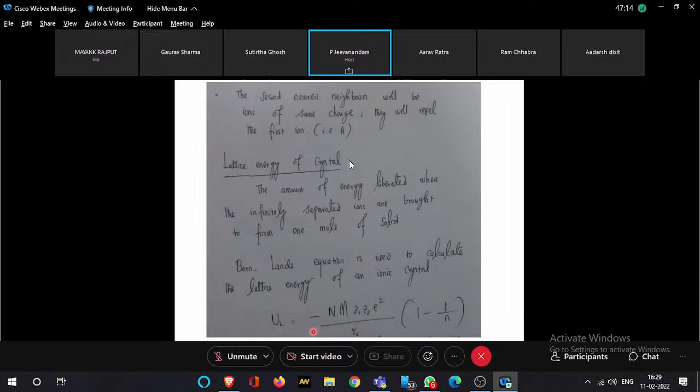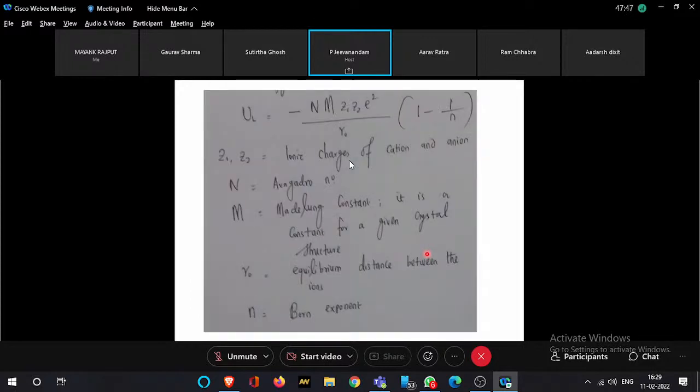U_L is the lattice energy, which depends on the number of molecules, and capital M is called the Madelung constant. Z1 and Z2 are the charges of the ions, e is the electronic charge, and R0 is the equilibrium distance between the cation and the anion in your ionic crystal. Then you have a factor called n, the Born exponent. Probably you have studied this, but I gave it just in the context of ionic crystals. Anyway, I think I explained this.